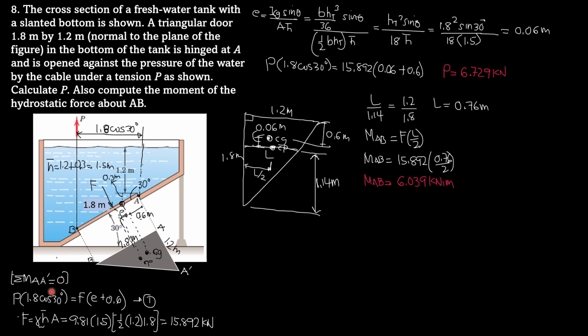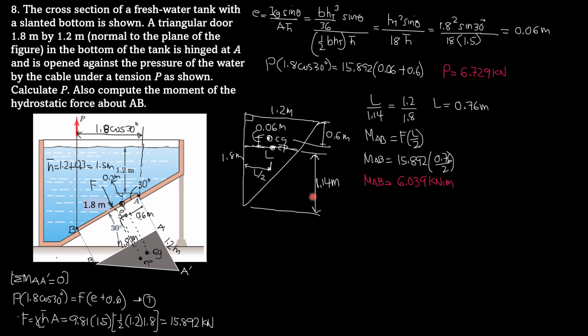So substitute into this equation here, P times 1.8 cosine 30 degrees equals F, 15.892, times E, 0.06 plus 0.6. So solving for P, P is 6.729 kilonewtons. Then to locate the center of pressure horizontally, by principle, we denote this with L, and this is 0.6, that 0.6 there, and E is 0.06, that one, 0.06, which is now this.